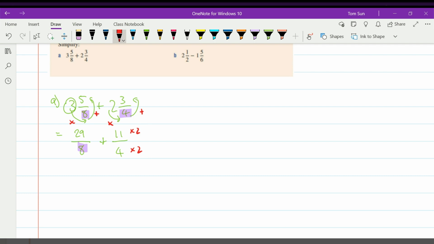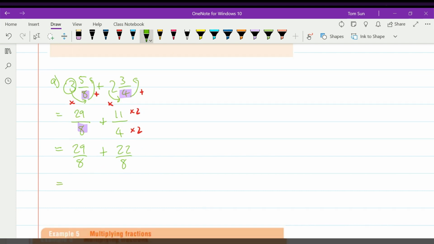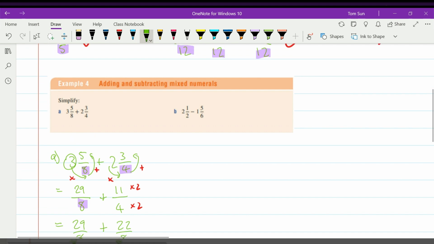And the goal is to get the denominator to be the same. So here I have 29 over 8 still, plus 22 over 8, which is equal to, well, the denominator stays the same, so the 8 stays at the bottom. 29 plus 22, which is 51. Okay, and then what did it say?